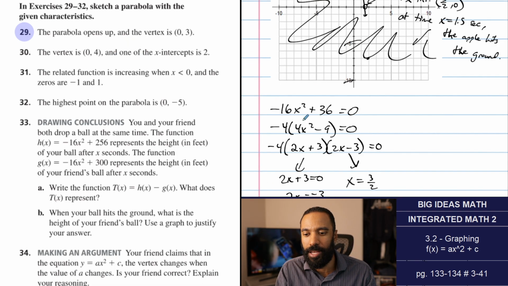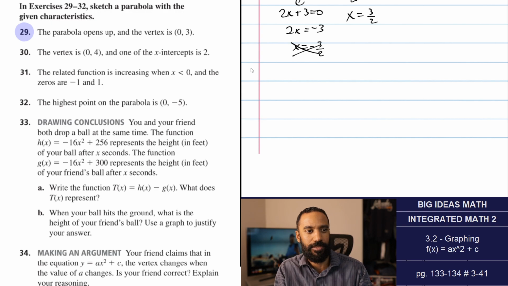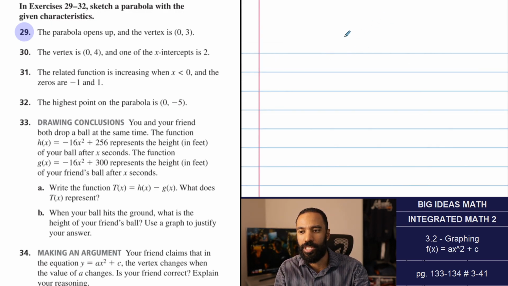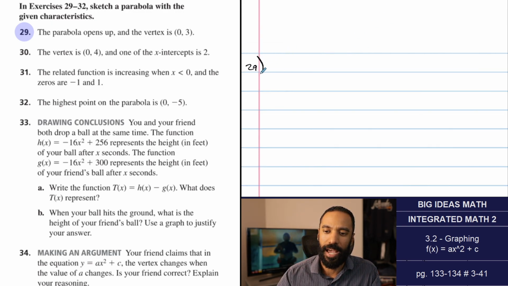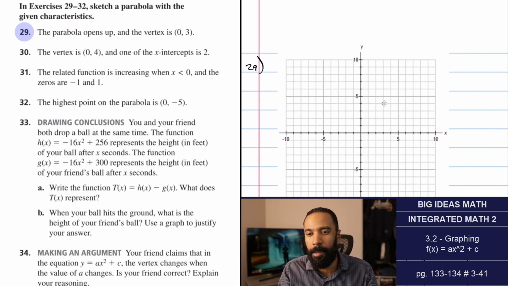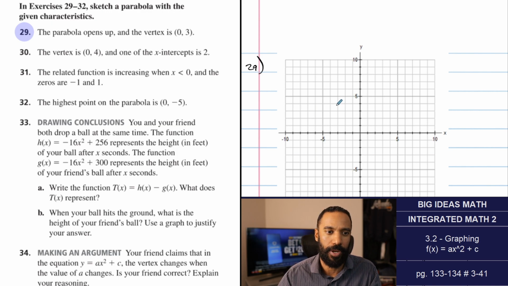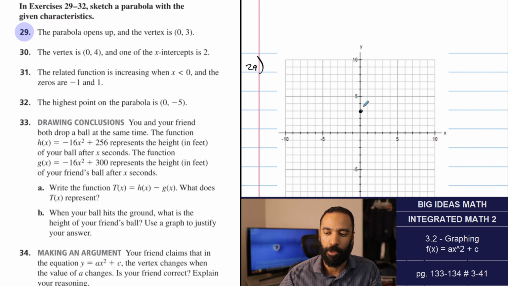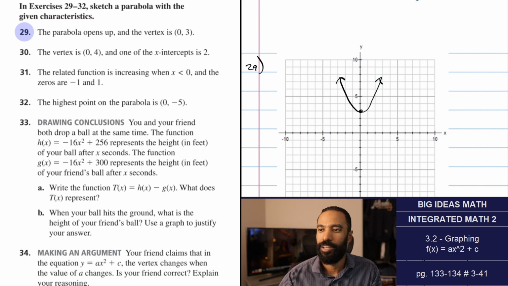Sketch a parabola with the given characteristics. I don't know, is it open-ended or what? No, it's just information. So number 29. Let's go ahead and sketch and see what these look like. The parabola opens up and the vertex is 0, 3. So it's kind of open-ended. It's very open-ended. So like that. Okay, there's 29. I'm just going to do these all in the same thing.